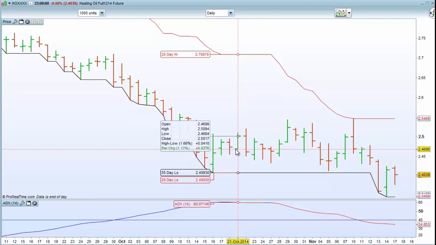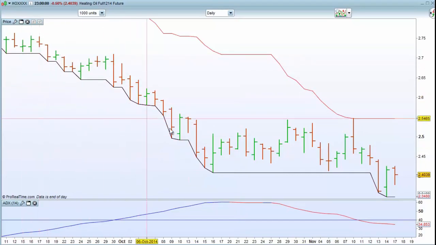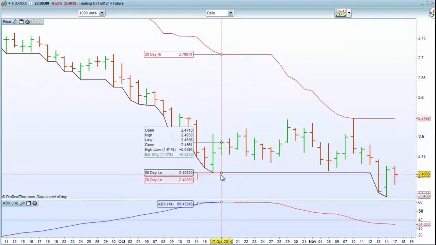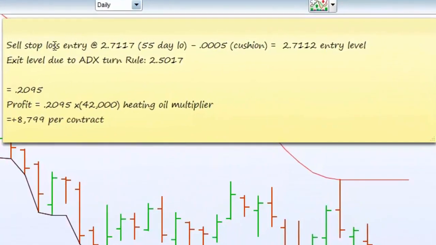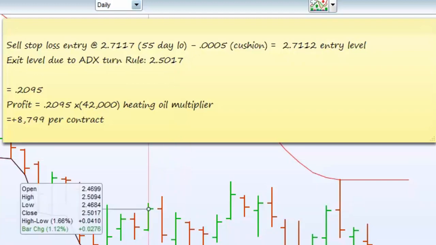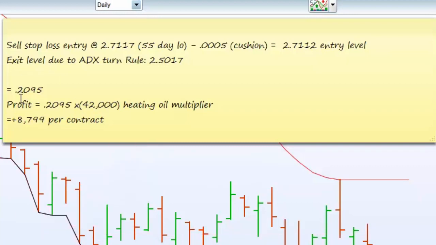If you don't know, one contract of heating oil futures controls 42,000 gallons. So you take the difference between your entry level and your exit level, and you multiply that by the multiplier. Let me show you. What you see on the screen is our stop loss entry level, 2.7112, and our exit level due to the ADX turn rule was 2.5017 on that day. You can see that close there to the left of the cursor. So the difference between the entry and the exit is 0.2095.